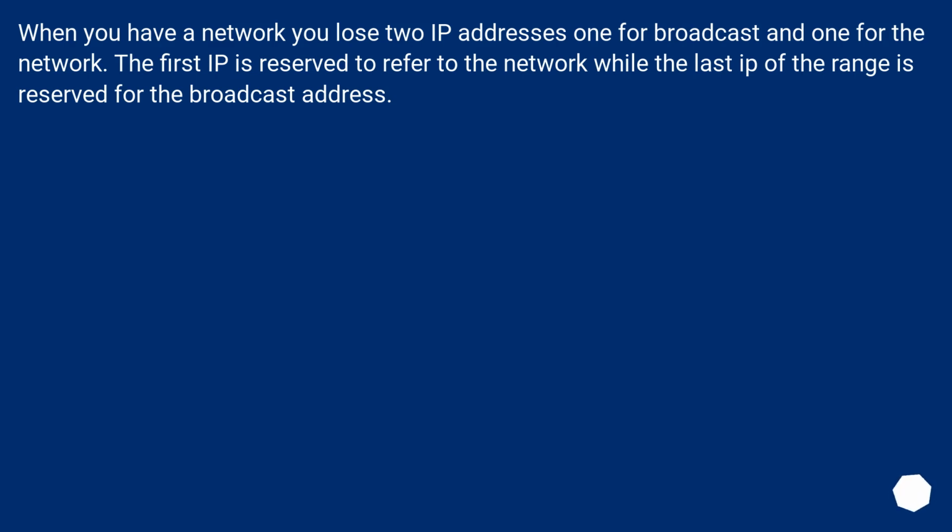When you have a network, you lose two IP addresses, one for broadcast and one for the network. The first IP is reserved to refer to the network, while the last IP of the range is reserved for the broadcast address.